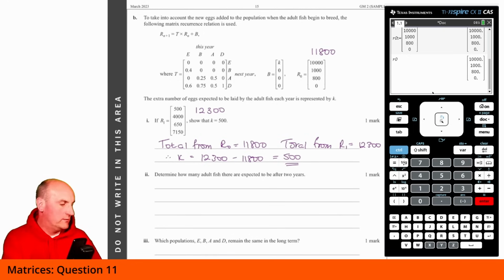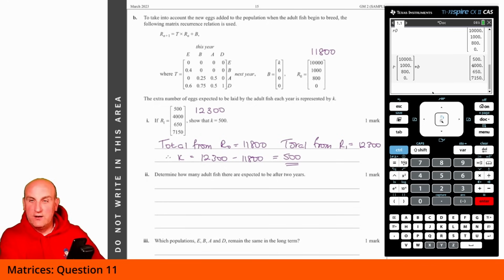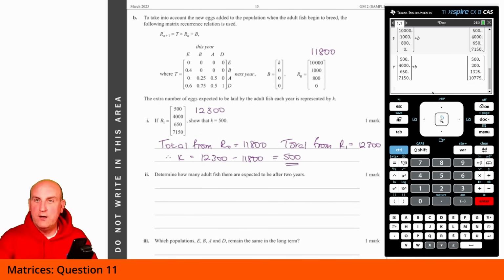And what do I want now to do? I want to do T times my answer, and I want to plus my value of B. Now, the reason I'm doing this is just to check that I've got that right. And you can see that my R1 has come out. So here we go. Here is my R2.